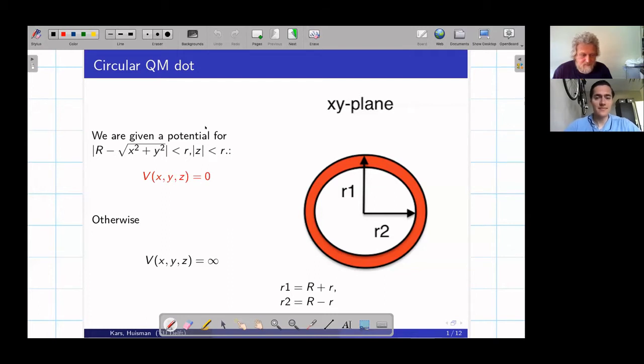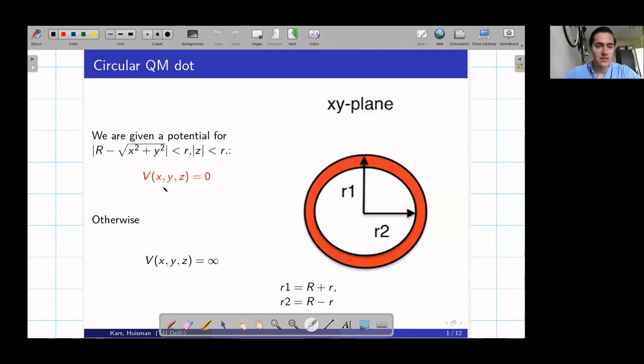All right. So I'm doing problem 6. And in this problem, we're looking at a circular quantum dot, which is written down here. So we're given this potential here. For this region, described by these parameters, the potential is 0, and otherwise it's infinite. If you would draw this region, it would basically be this red area.